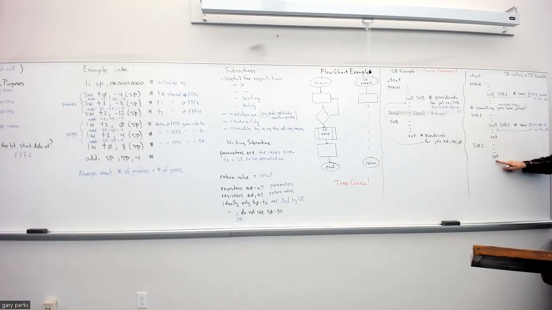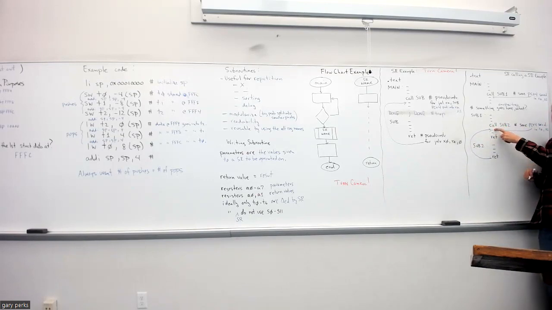It hits this return. So where's it going to go once it hits this return? What's in the return address register at this point? Well, that was the last thing that was saved. The address of this instruction was the last thing saved in RA. So this return will take us back to here. Everybody agree?